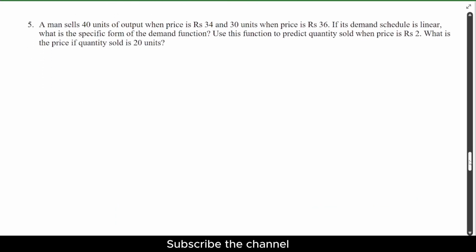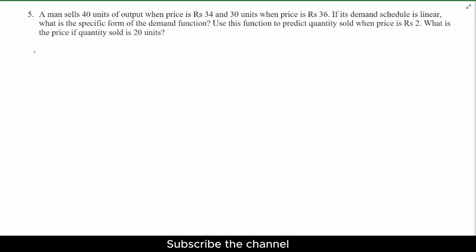Now moving on to question number 5. What is in question number 5? A man sells 40 units of output when the price is rupees 34 and 30 units when the price is 36. If the demand schedule is linear, what is the specific form of the demand function? Use this function to predict. First we need to find the demand function, and then with the help of this demand function, we need to find the quantity when the price is rupees 2 and the price when the quantity is 20 units.